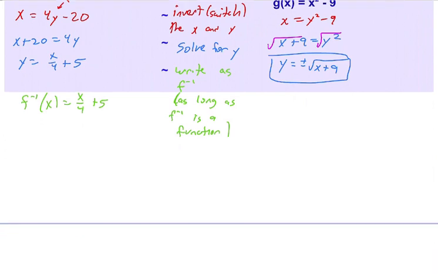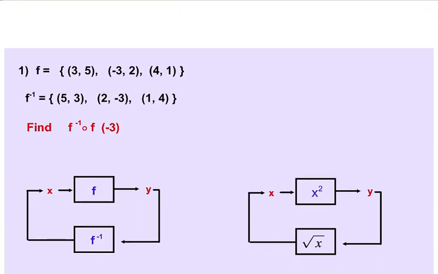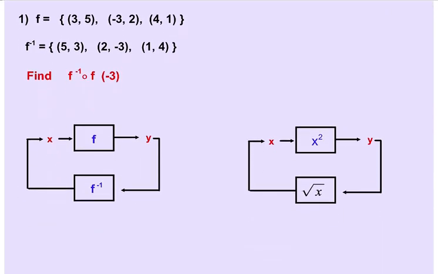Okay, a couple of other points to make about functions. Number one is an important way to think about it. This is the same example that we started with. But if you remember, we had this symbol earlier in the year called a composition. It's when we take the result of one function and plug it into the other function. So we're going to find f inverse of f of 3, or if you want to write it this way, f inverse of negative 3. Well, f of negative 3 we know is 2.